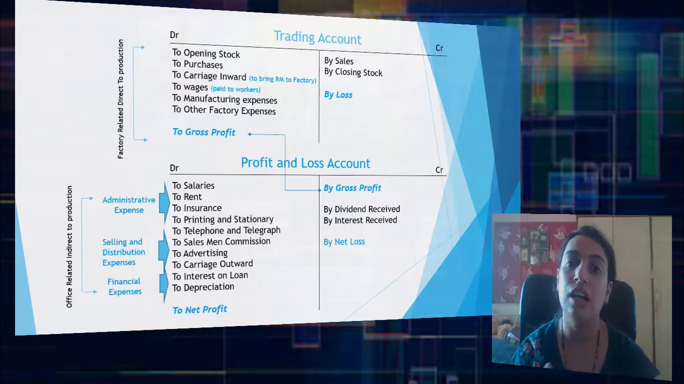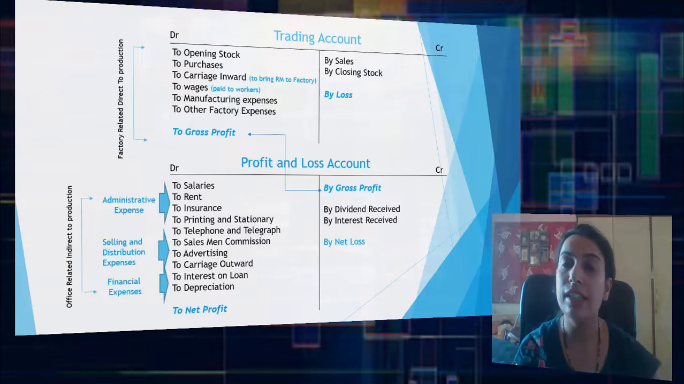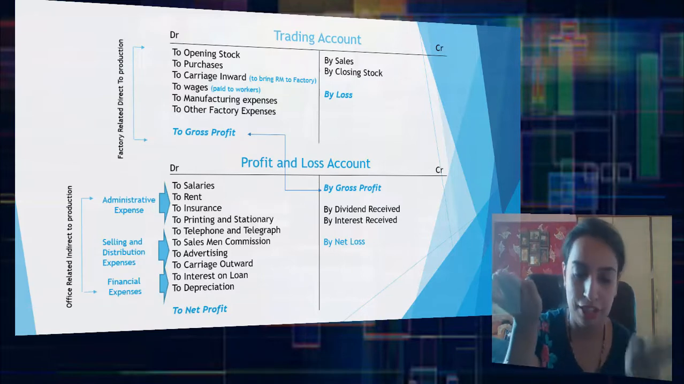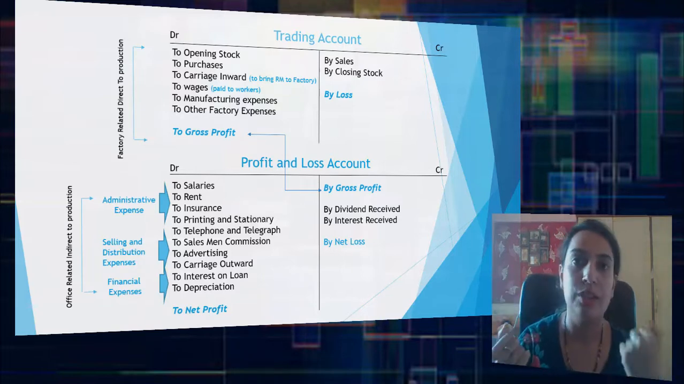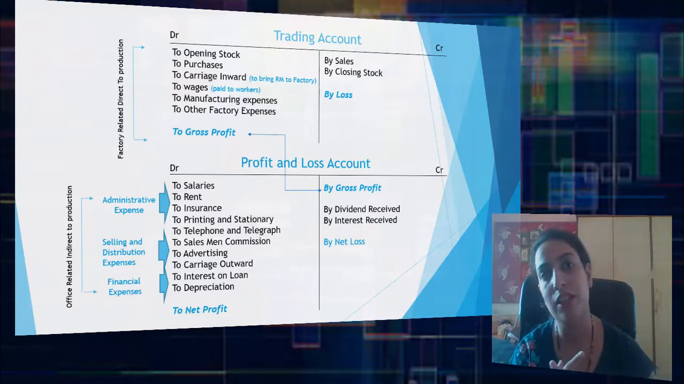And finally, the last step will be to add up, sum up everything which is on the credit side and deduct all the expenses out of it. You're going to get net profit. If your credit is more and your debit is less, you are going to have a profit, or vice versa, you're going to have a loss. So this way we are able to make 2 accounts, trading account and profit and loss account.